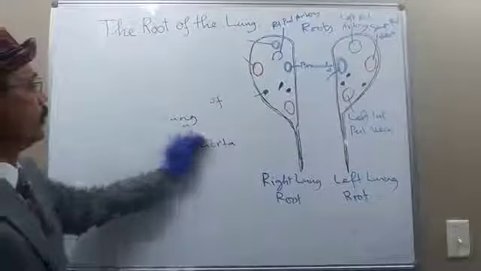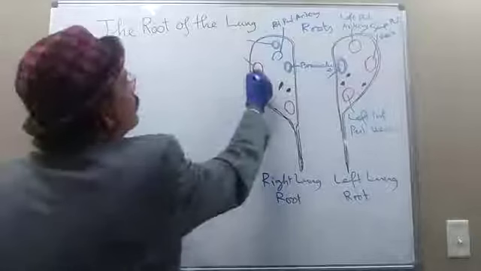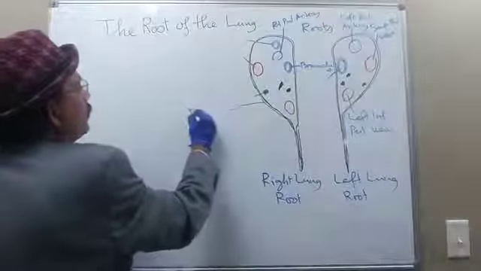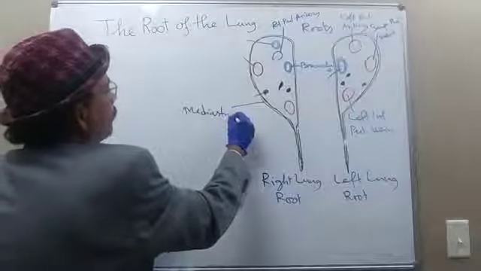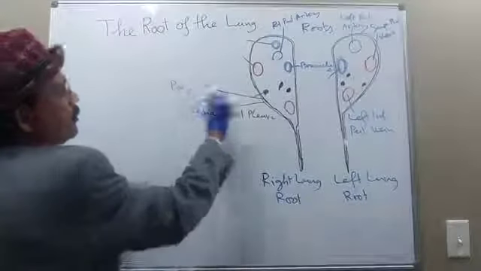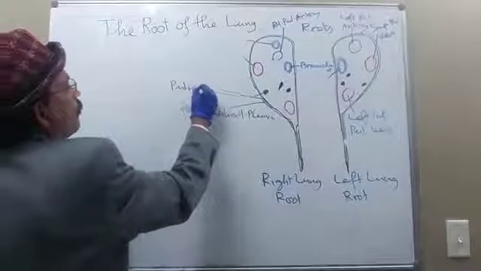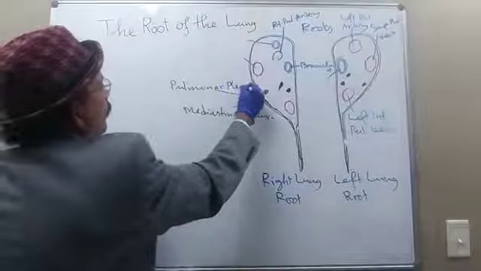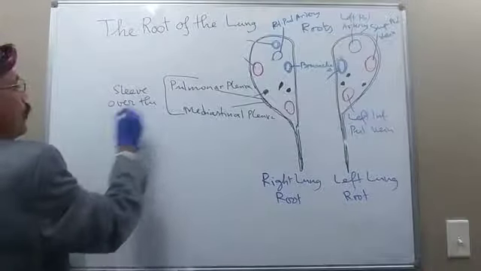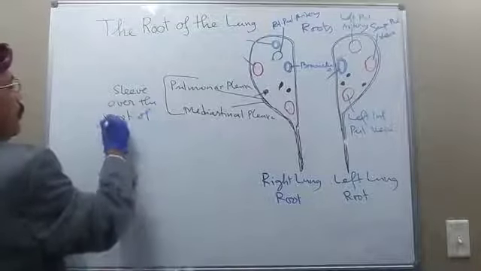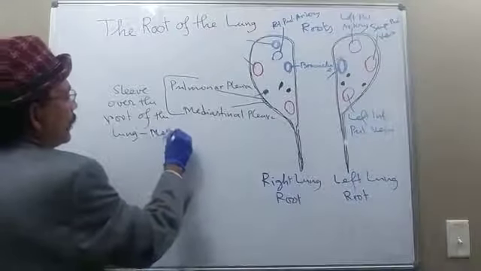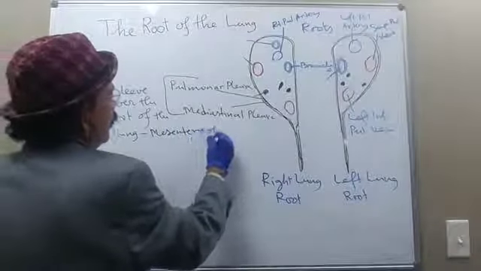Now, a few more things we have to know. Here is the mediastinal pleura. It will be continued as the pulmonary pleura. There will be reflection there. And they make a sleeve over the root of the lung. That is called mesentery of the lung.